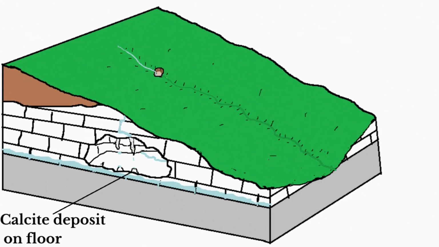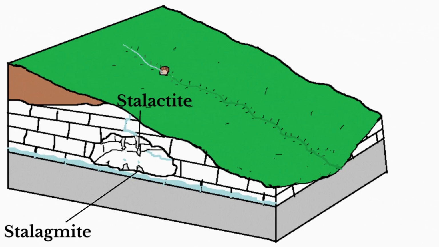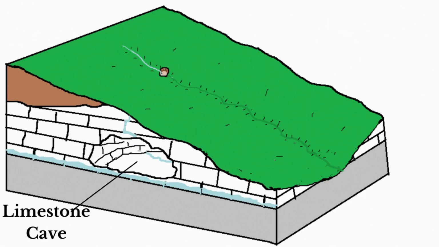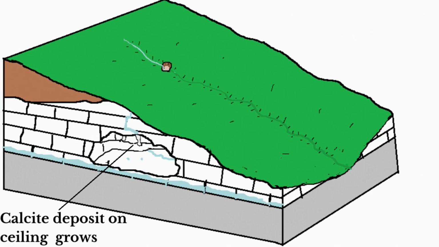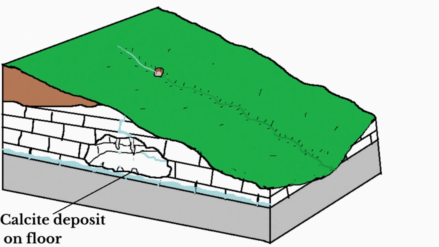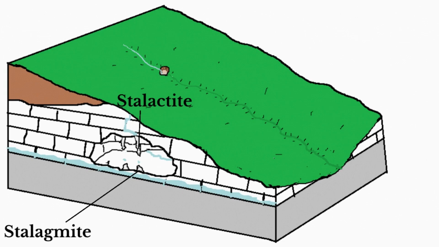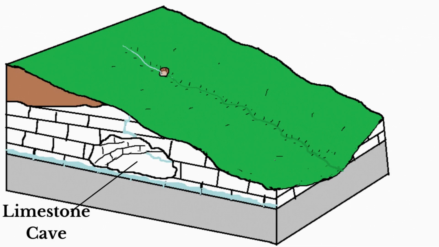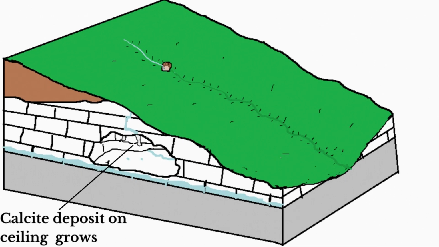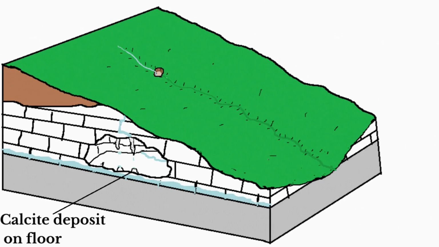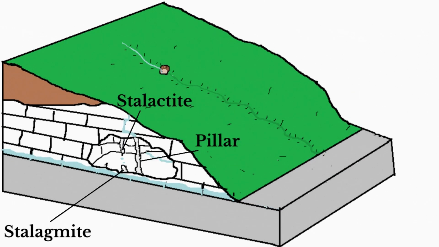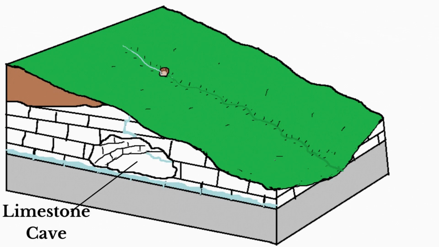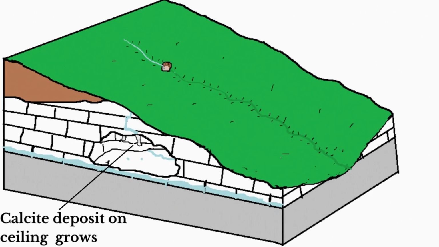The speed at which the water drips help to determine whether stalactite or stalagmites will form. Stalactites usually form when the water drips slowly, while stalagmites usually form when the water drips rapidly. In time, as the stalactite grows downwards and the stalagmite grows upwards, they may meet to form a column of calcite called a pillar.